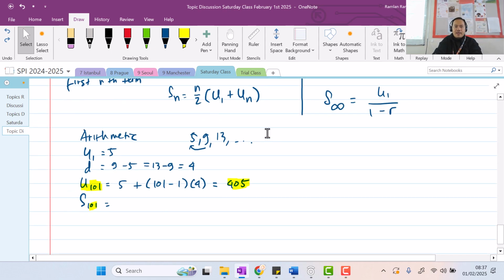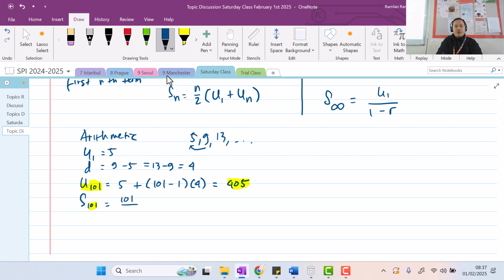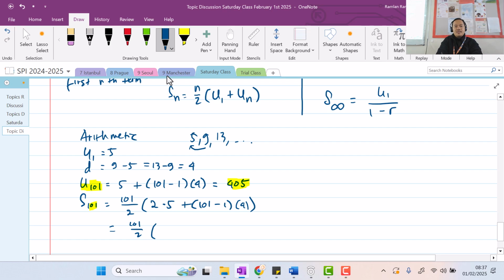Okay, now I'm gonna try the first formula. There'll be n over 2, so 101 over 2, and then times 2 times 5, and then plus 101 minus 1, and then times 4. Okay, now if I do this, I'm not going to simplify the 101 over 2. This is going to be 10, this is going to be 400, right? Ya nggak? Ini kan 101 kurang 1, 100 kali 4, 400. Okay, and that will be equal to 101 over 2, and then this will be 410. Okay, now I'm going to cancel that. Jadi berapa?